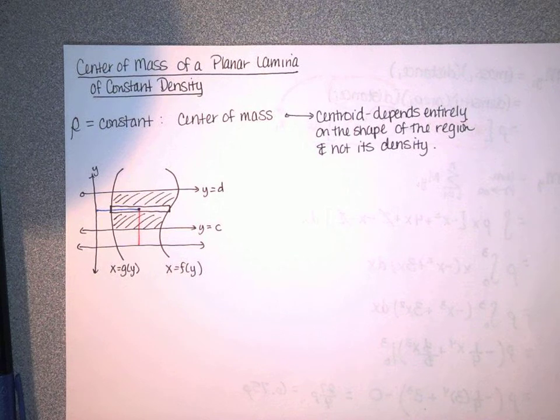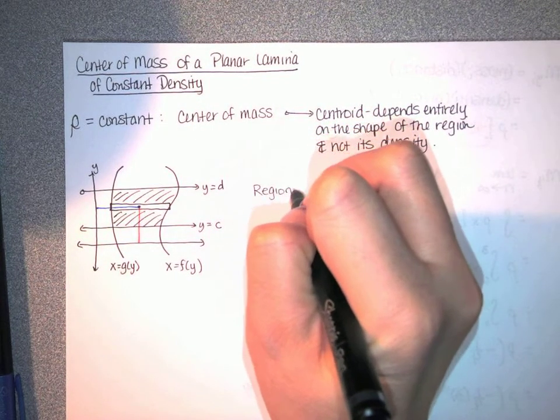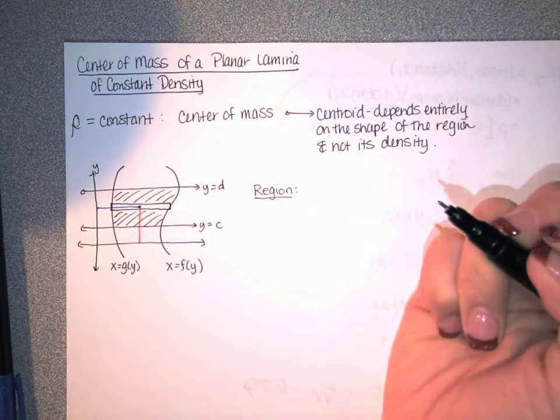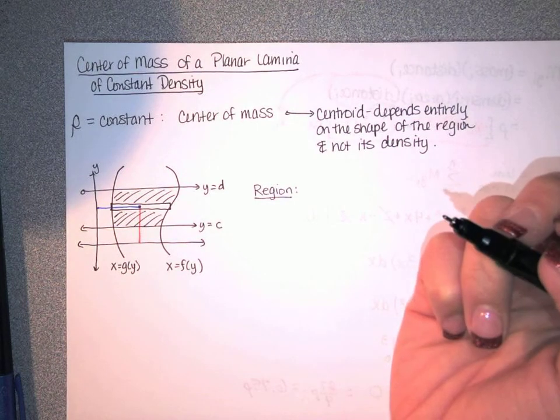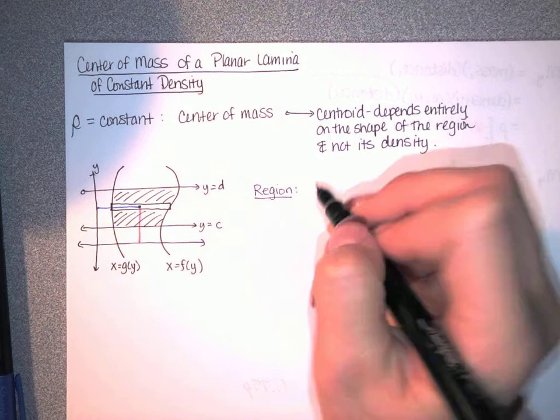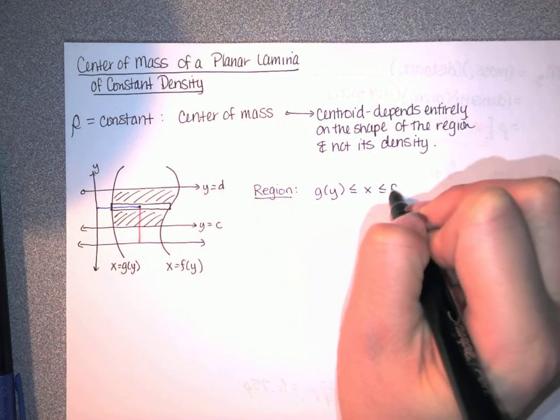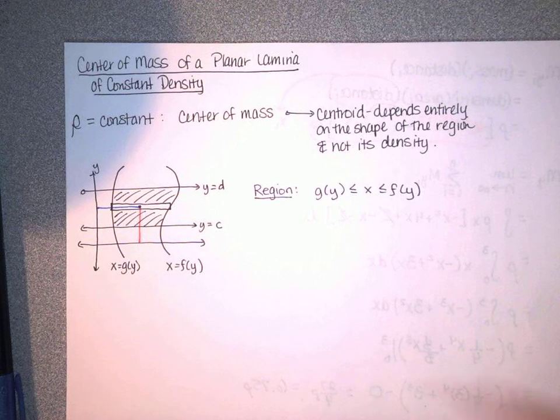In this video, we will derive the formulas related to center of mass for a planar lamina of constant density, given that our region lies between two curves. Last time we had the region lying between two functions of x. This time we've got a region that lies between two functions of y. So our x's are going from g of y on the left to f of y on the right.